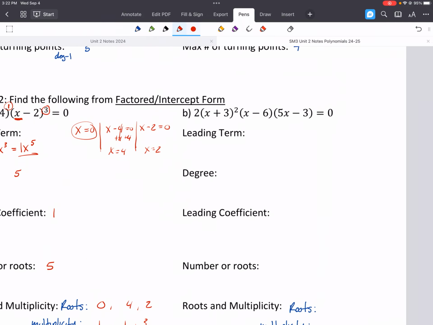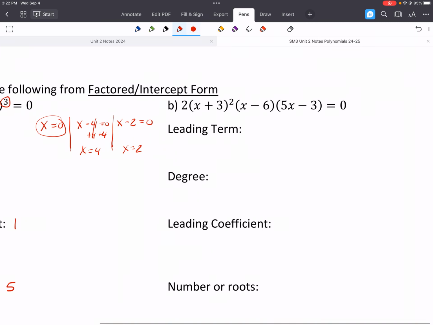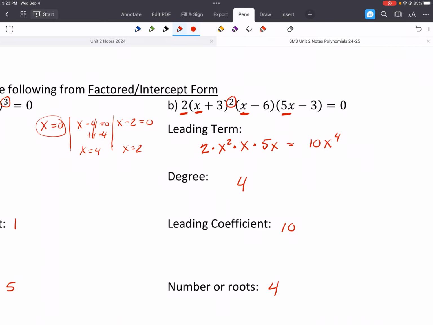All right, let's try one more in factored form, intercept form. So again, for the leading term, we want to multiply all of these leading terms for each factor. So we'd have 2 times x squared, don't forget the squared, times x times 5x. We get 10x to the 4th, so our degree is 4. Our leading coefficient is 10. Number of roots would be 4.